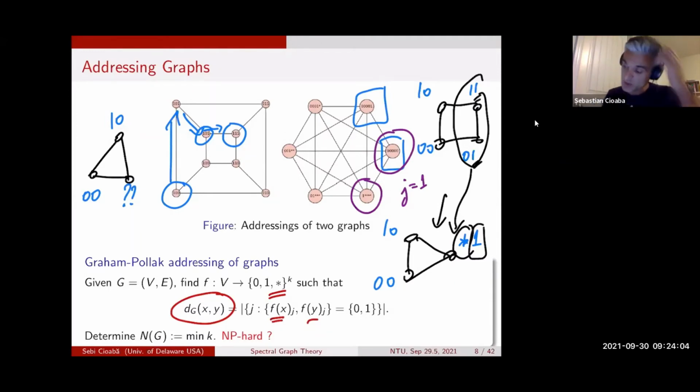So what they proved, and I'll show you how this works on the next slide, Graham and Pollack proved that there is always a sufficiently large K for which this works. And here's an interesting question: to determine the smallest such value of K. And this is an open question to the best of my knowledge, to figure out if determining this n of G is NP-hard or not. I believe it should be, but there hasn't been any reduction to show that it's NP-hard.